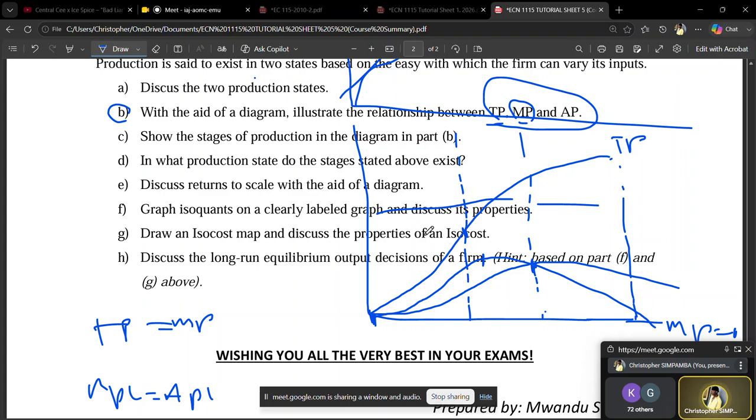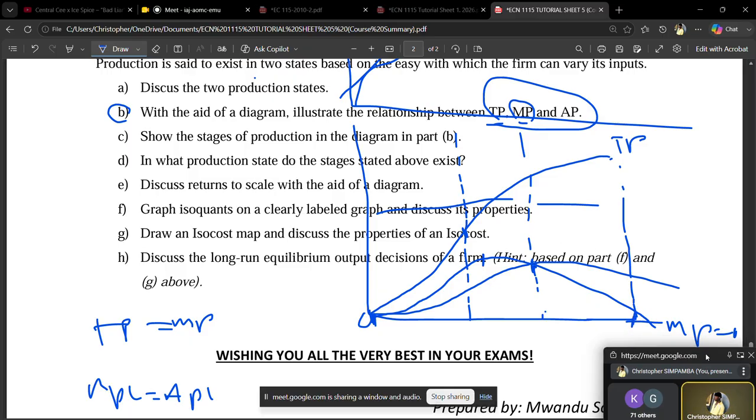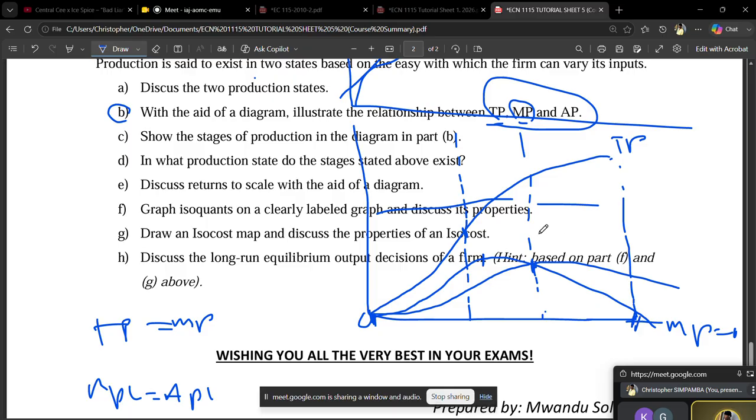The three stages of production: we have increasing returns, which starts from 0 here and goes up until the point where it reaches the average product of labor, at the maximum of the APL. And then decreasing returns starts from the maximum of the AP until it reaches 0 here, until the marginal product of labor reaches 0. So that's the second stage. And the third stage is negative returns, which starts from the 0 point until the negative side. So that's the negative side.